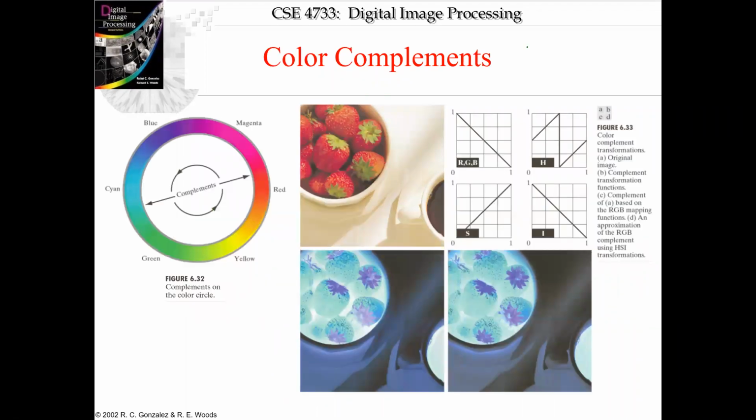So we know about negative images, right? Can you recall how we produced a negative image in the case of grayscale images? What was the transformation function? The transformation function was something like that.